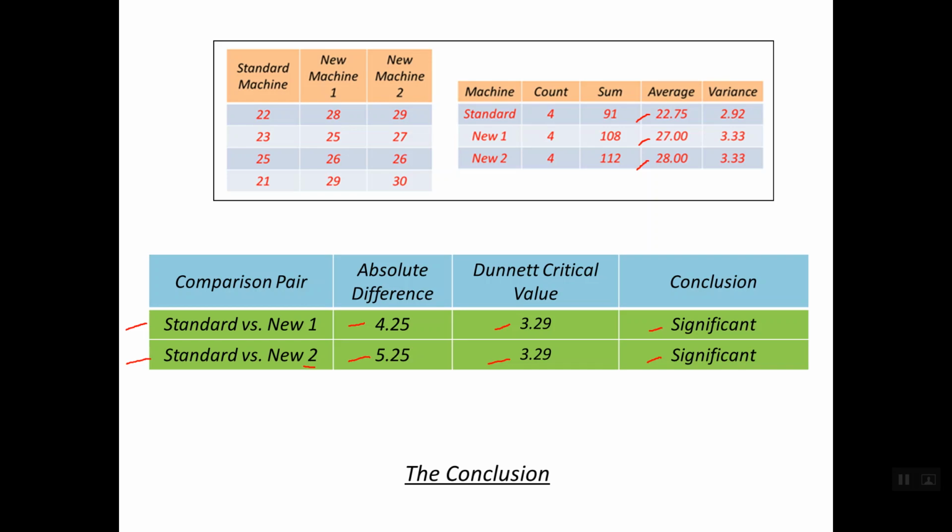So what's the final decision? Because both comparisons are significant, the administration can return to some other criteria. For example, they can check the price of the new machines. They can check the availability of the spare parts. They can check the cost of the spare parts, etc.